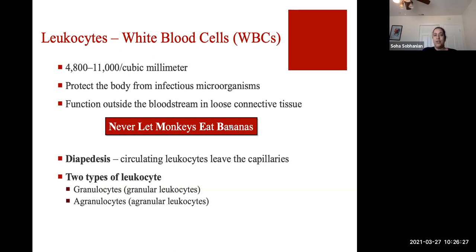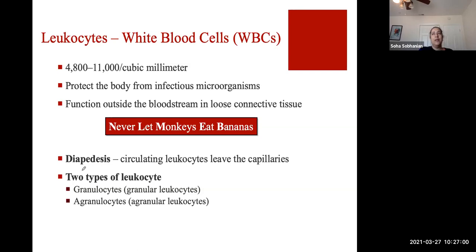The other thing I need you to know is the word diapedesis, which is written right here. This is where you have damage to a tissue, and white blood cells come out of your blood vessels or capillaries and transfer themselves to the site of the damage. They're leaving the capillary network, the blood vessels, and going to the site of infection. So that's what diapedesis means.